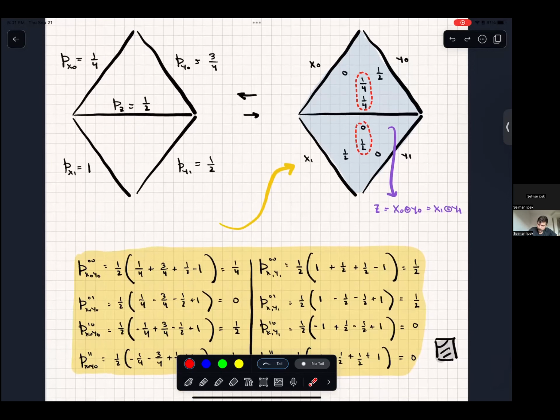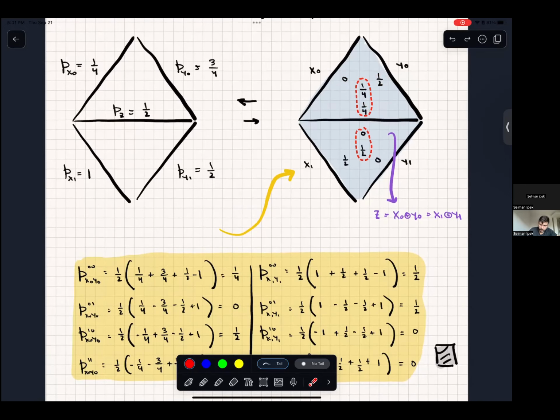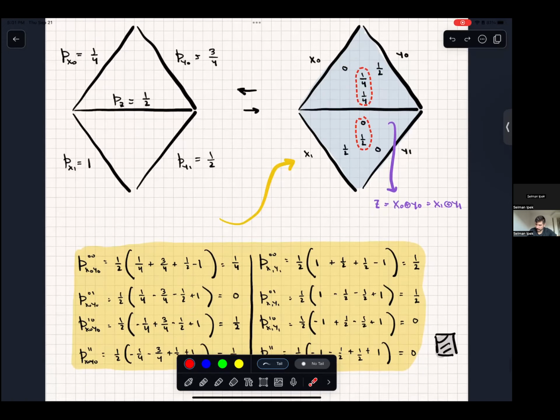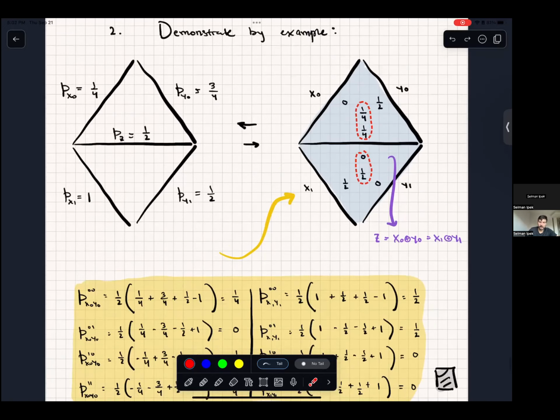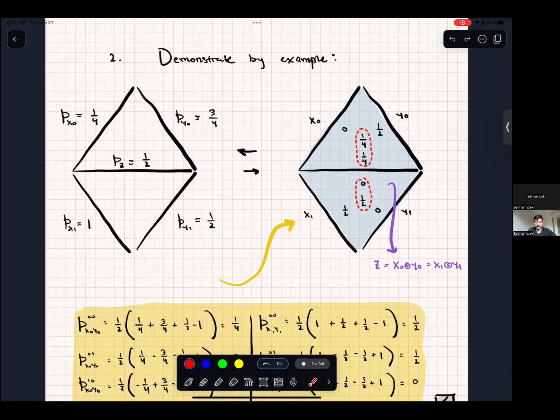So P00 is 1/4, P01 is 0, P10 is 1/2, and P11 is 1/4. And you can see that it matches up with the marginals. You have 1/4, 3/4, and 1/2, and so on. And you can also do the same thing with the bottom distribution down here. And you can see that we have that 1/4 plus 1/4 equals 0 plus 1/2. So you can get the idea from this example.